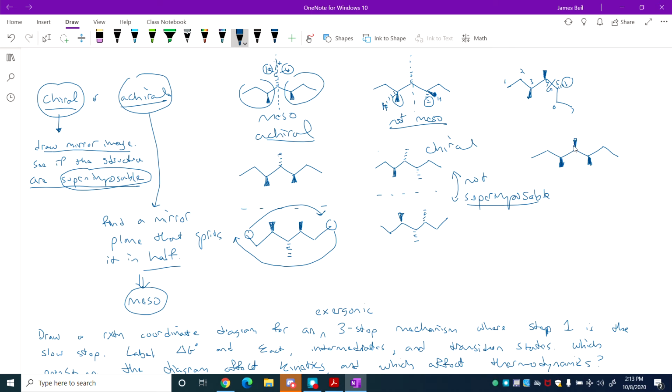So what about this compound? Well, this compound is also achiral, and it's also a meso compound. If we made its mirror image, it would lie directly on top of it. And there's a mirror plane where one half of the molecule is the exact reflection of the other half, which makes it a meso compound. Any questions about that one?